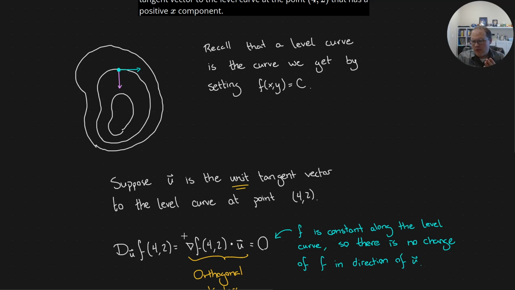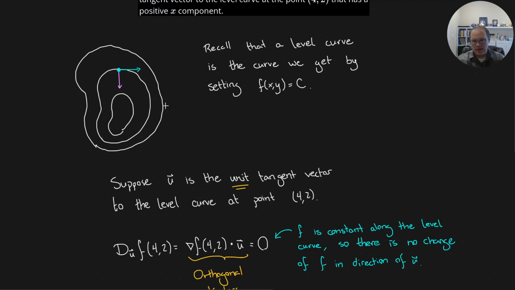Okay, you want to get away from that constant value as fast as you can. That level curve is where everything's constant. You want to increase as fast as you can, so you want to get away from it as fast as you can. You get away from it by moving orthogonal to it. So the gradient vector is going to be normal, or orthogonal, to a level curve.